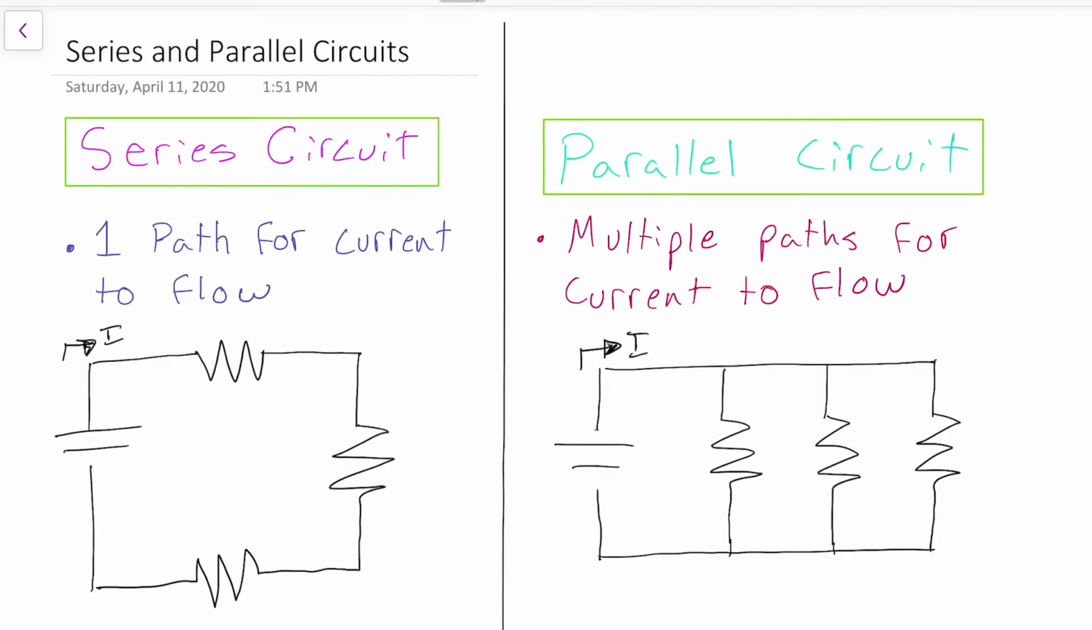Now let's pretend that these resistors are light bulbs, and each light bulb is identical to the other ones. If we have a battery, let's say 5 volts, and each circuit here has a 5-volt battery, so the voltages of each circuit are the same, and we have identical bulbs. Which circuit will have brighter bulbs?